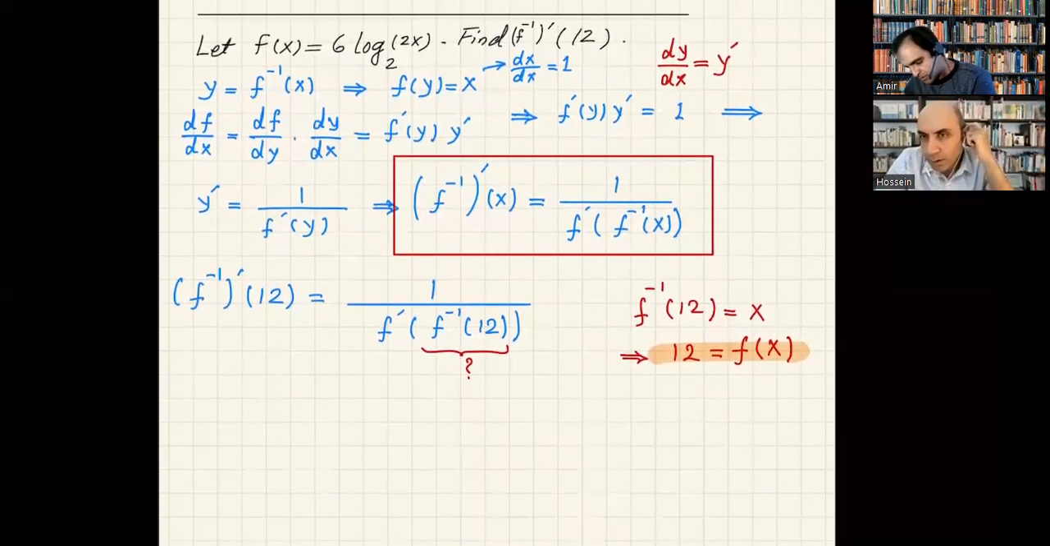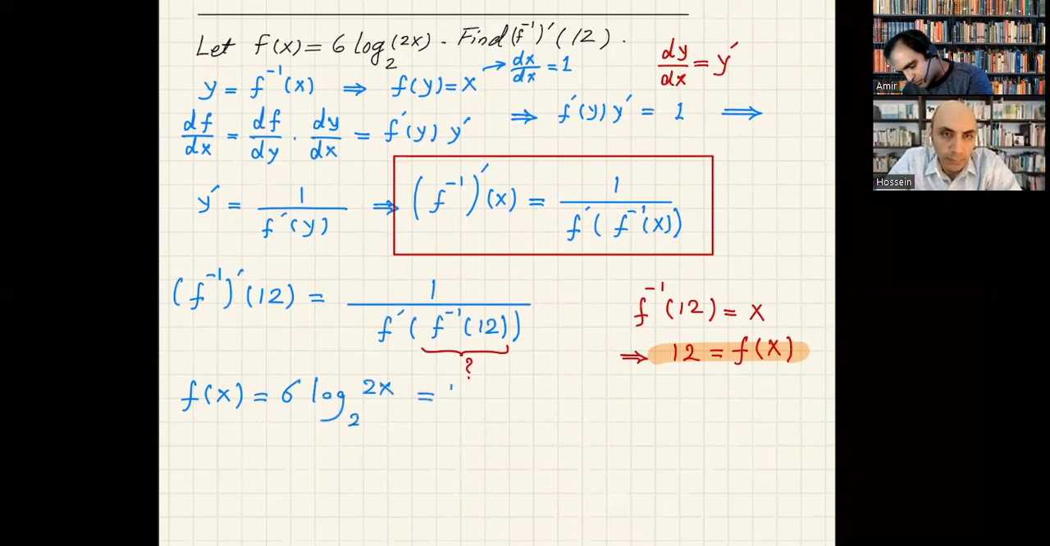So you're going to solve an equation here. Yes, I'm going to solve an equation. f of x is 6 times log of 2x, base 2, equals 12. So I'm going to divide both sides by 6. So it's going to be log of 2x, base 2, equals 2.